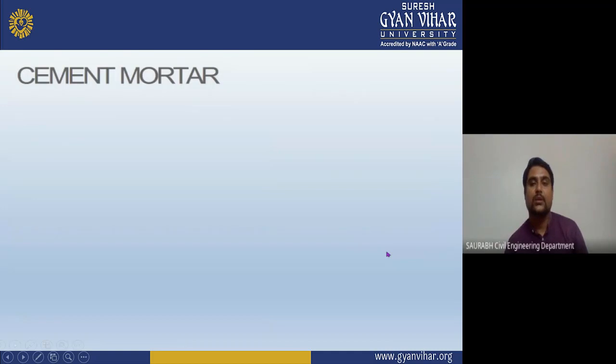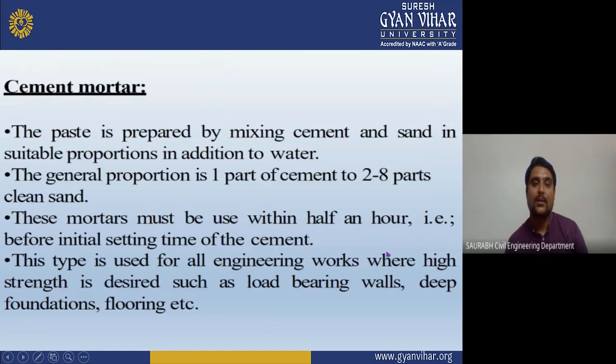Now we come to cement mortar, which is very popular and is used on a very large scale. For cement mortar, the paste is prepared by mixing cement and sand in suitable proportion with the addition of water. The general proportion is 1 part of cement to 2 to 8 parts of clean sand. This mortar must be used within half an hour, before the initial setting time of the cement. This type is used for all engineering work where high strength is desired, such as load bearing walls, deep foundations and flooring etc.